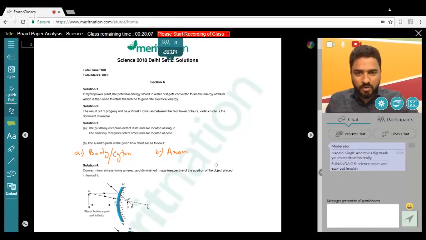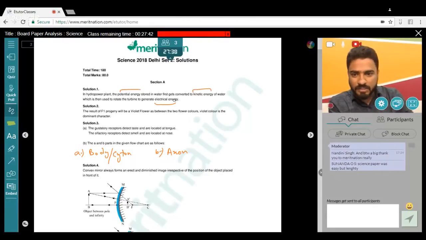The very first question from the Delhi Set 2 portion is a very simple question from the hydropower plant. What is the energy conversion that takes place over here? The potential energy stored in the water gets converted into kinetic energy, and then it is used to generate electrical energy. That would be the right answer for the very first question of this set.